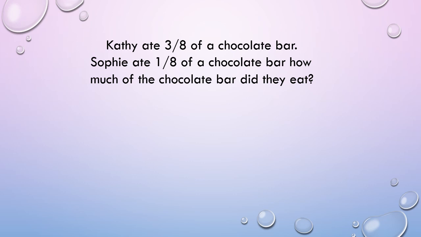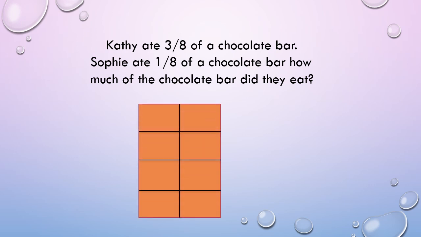Here we have a word problem. Kathy ate 3/8 of a chocolate bar. Sophie ate 1/8 of a chocolate bar. How much of the chocolate bar did they eat? So we have a chocolate bar. This has 8 squares. So Kathy ate 3 of the 8 squares because she ate 3/8 of the chocolate bar. So she ate 3 of the 8 squares, 3 selected, and Sophie ate 1/8 of the chocolate bar. So she ate 1/8, so 1 selected from the 8.